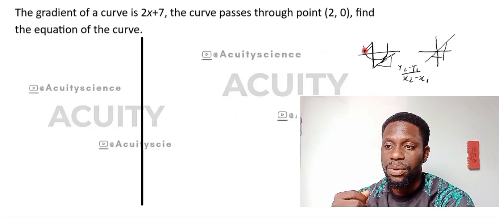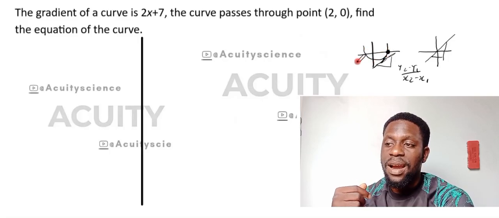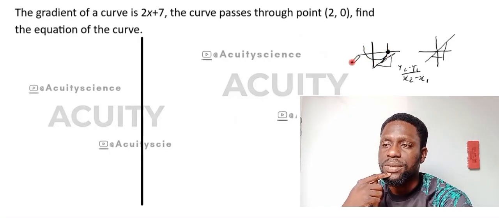So one of the points that the curve passes through is 2, 0. Let's say somewhere around there, because the 2 is x and the 0 is y. So we're informed that one of the points this curve passes through is 2, 0. Now, how can we get the equation of that curve?